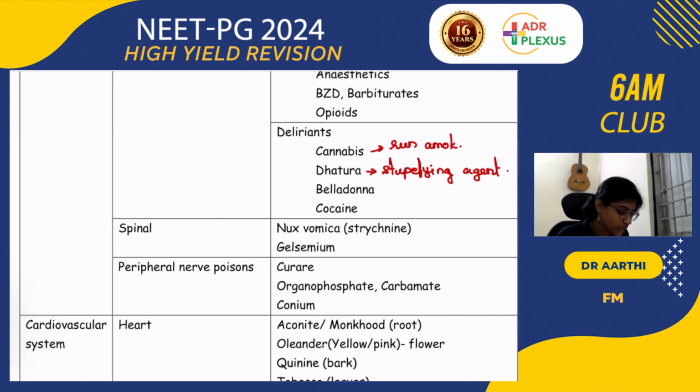Okay. Datura, you have stupefying agent. Cocaine, you have cocaine bugs. And last, Atropa belladonna. Atropa belladonna is known to cause hallucination.